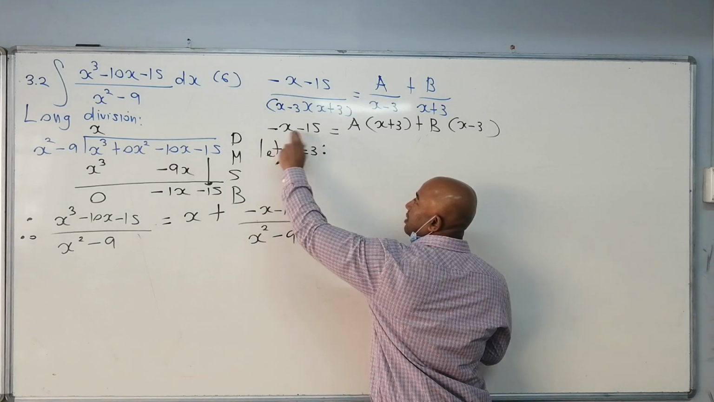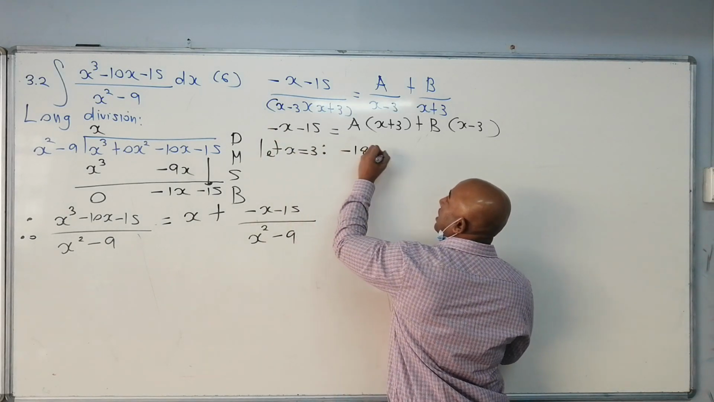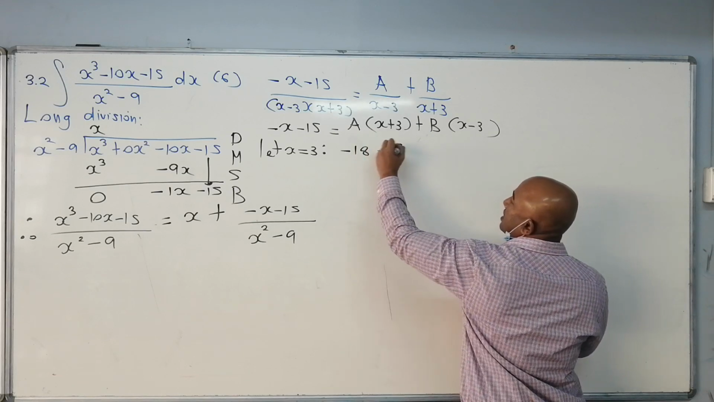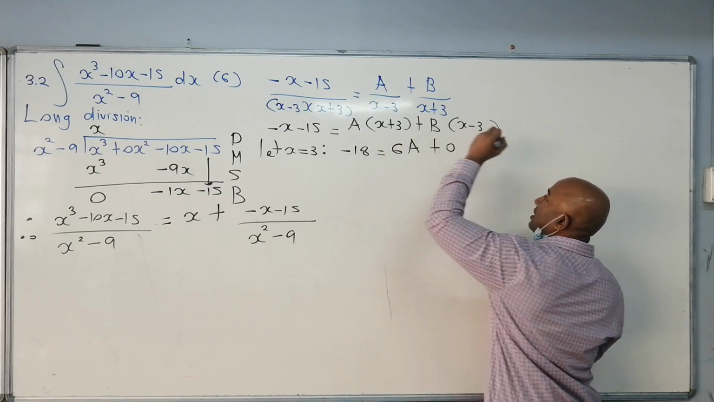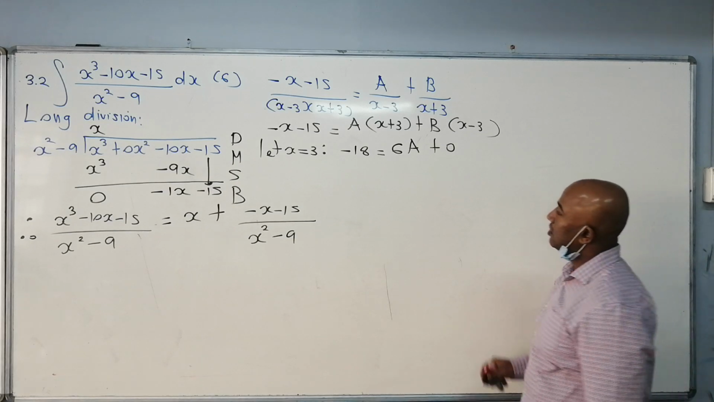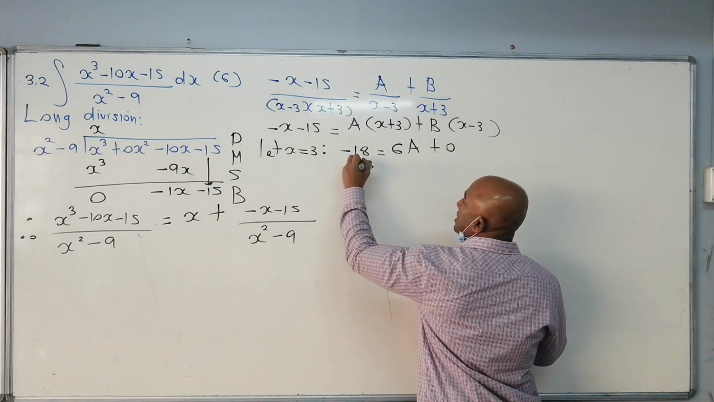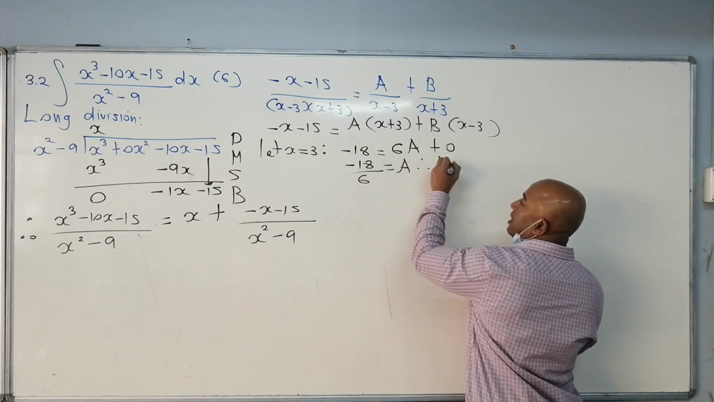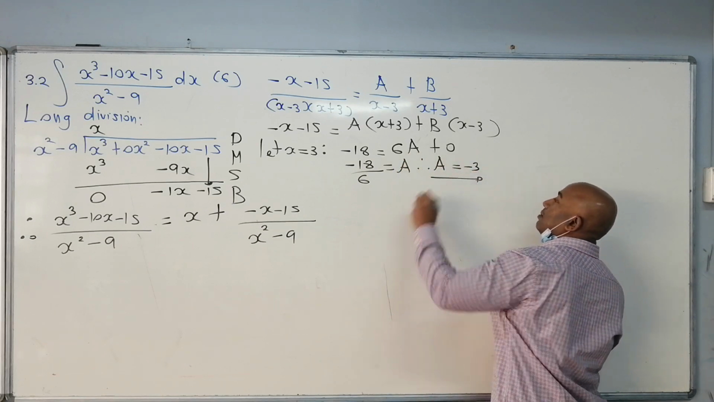that's going to be minus 3 minus 15, which is minus 18. 3 plus 3 is 6 times A is 6A, and the B term is a 0. So therefore, minus 18 divided by 6 is equal to A, so therefore A is equal to minus 3.